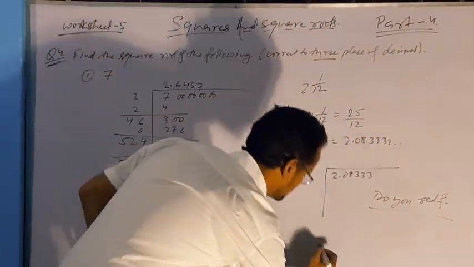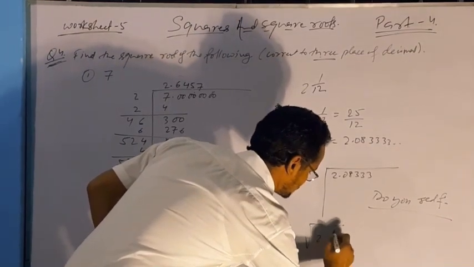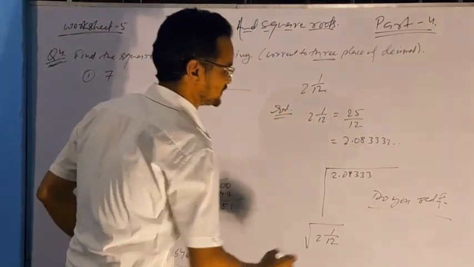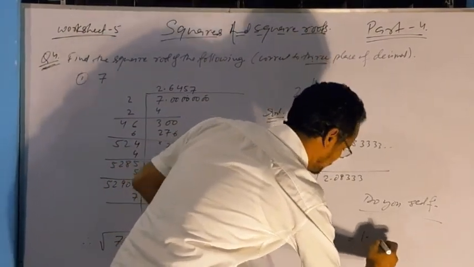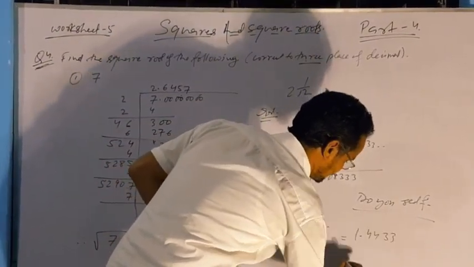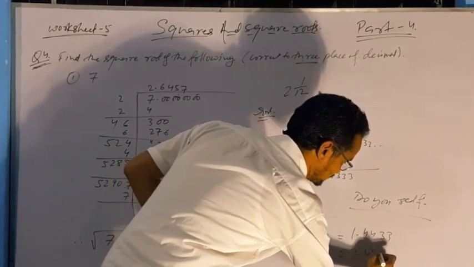This will become the cube root of square root of 2 1 by 12 is equal to the decimal form of that. This is 1.4433. This will be the final answer, 1.443.